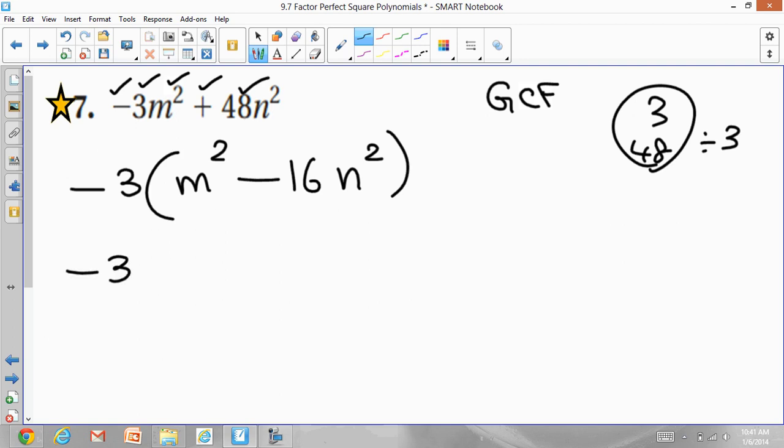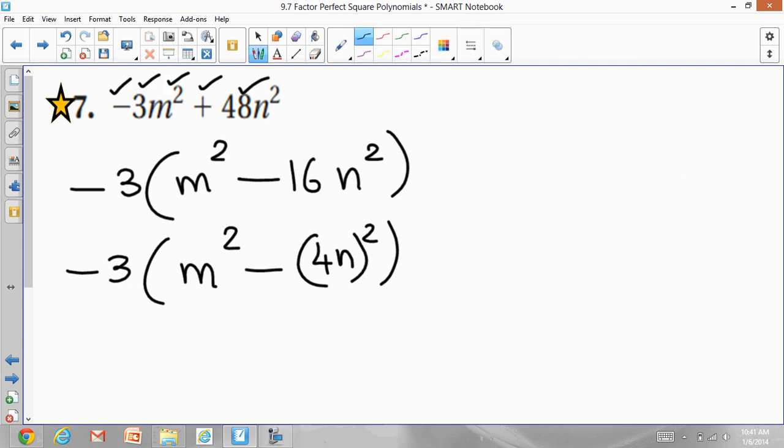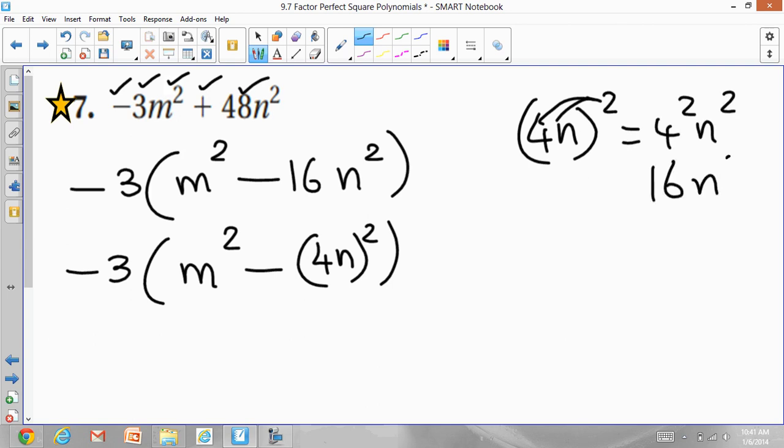So now negative 3. Now if you look at m squared minus 16n squared, I'm going to rewrite this to be as m squared minus 4n the whole squared. Parentheses are real important because the 2 applies to the 4, the 2 applies to the n. So 4n the whole squared, if I give the 4 the squared and the n the squared, that becomes 16n squared, which is this. So I really did not change anything except the way it looks.